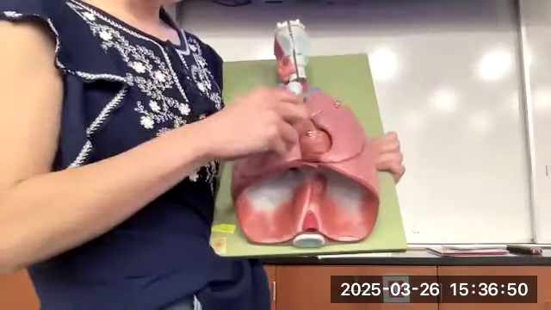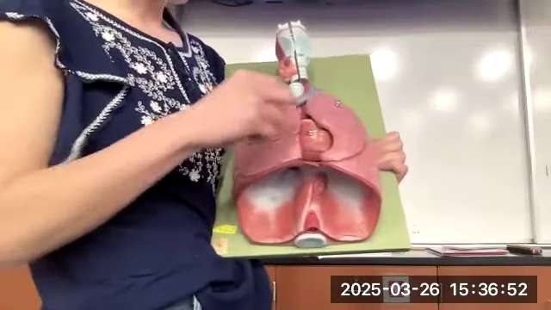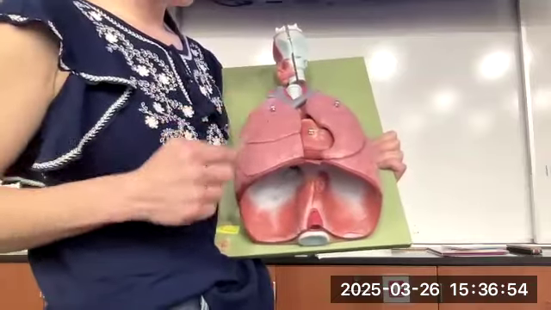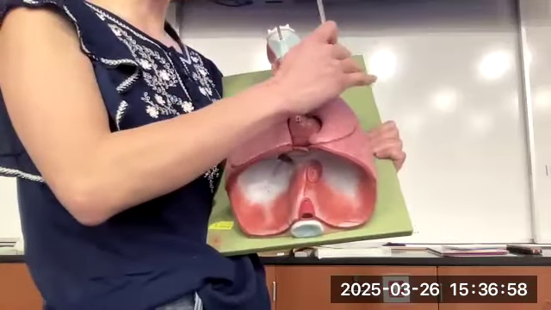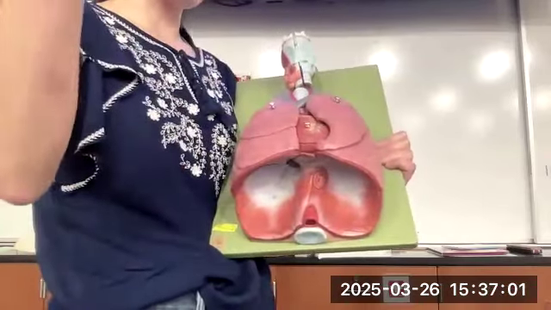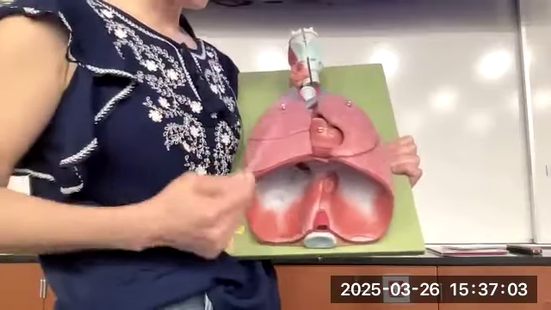ID layer, these are the visceral pleura. Okay, parietal pleura, and yes, the parietal pleura we can point out on the cadaver. So these are the visceral pleura.